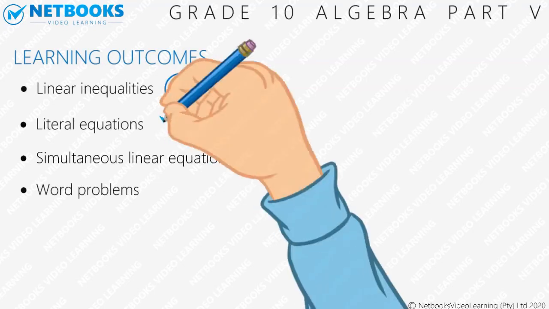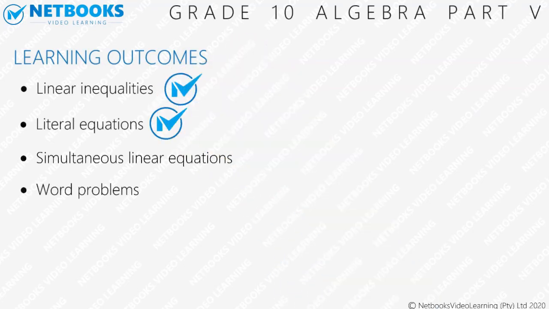We have completed learning outcome 2, and can now rearrange equations in terms of any variable that we want. The third learning outcome covers simultaneous linear equations. Let us dive in.